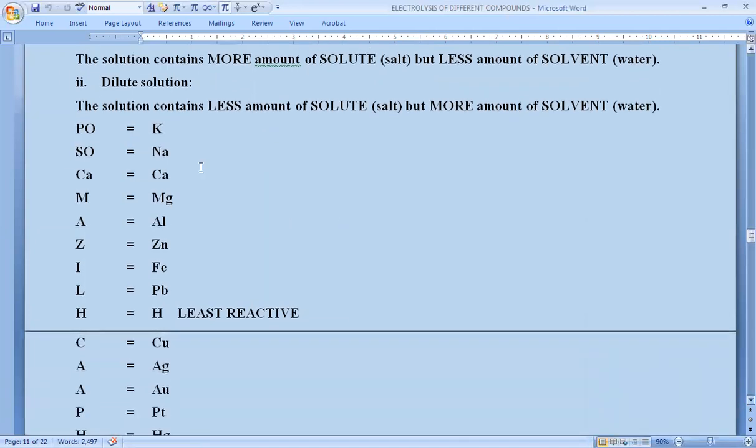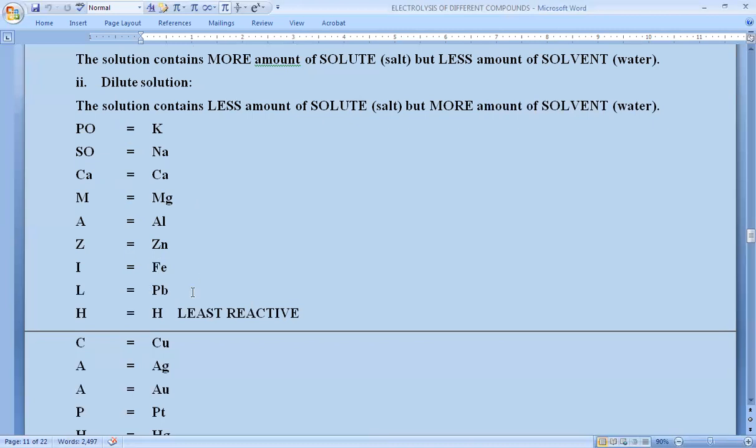Here we have the reactivity series again: potassium, sodium, calcium, magnesium, aluminum. These metals can be electrolyzed by using their molten compounds. But below aluminum, zinc, iron, lead can be reduced from their minerals by using carbon, as we discussed in the extraction of iron. Iron oxide combined with carbon produces molten iron.